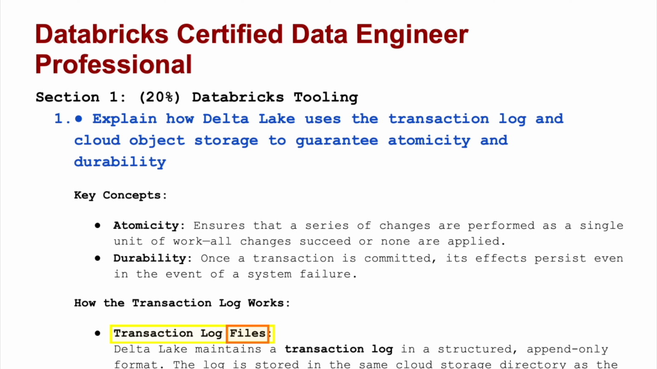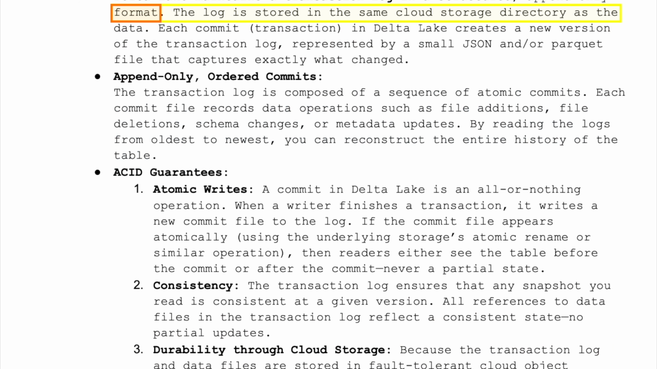Transaction log files. Delta Lake maintains a transaction log in a structured, append-only format. The log is stored in the same cloud storage directory as the data. Each commit transaction in Delta Lake creates a new version of the transaction log, represented by a small JSON and/or Parquet file that captures exactly what changed.